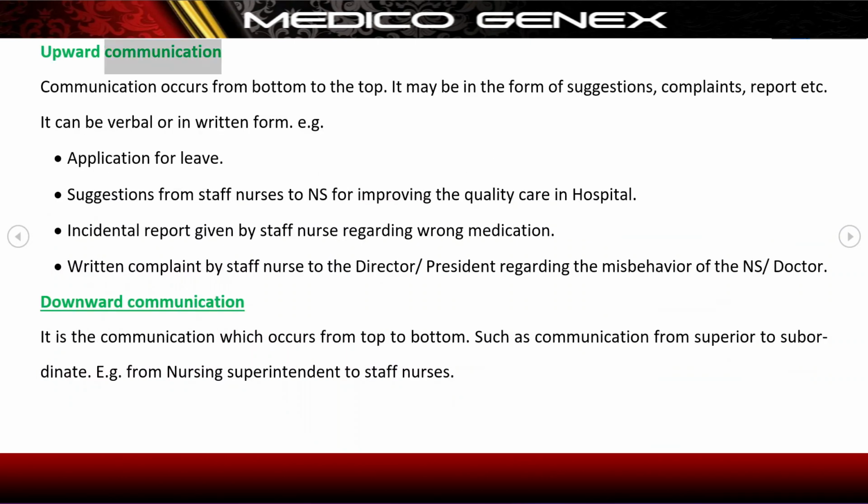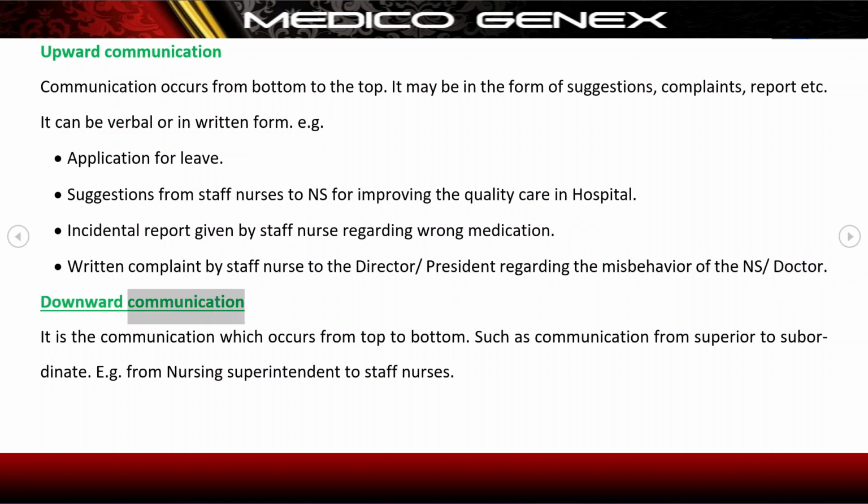Based upon flow. Upward communication. Communication occurs from bottom to the top. It may be in the form of suggestions, complaints, reports, etc. It can be verbal or in written form. E.g. application for leave. Suggestions from staff nurses to NS for improving the quality of care in hospital. Incidental report given by staff nurse regarding wrong medication. Written complaint by staff nurse to the director/president regarding the misbehavior of the NS/doctor.